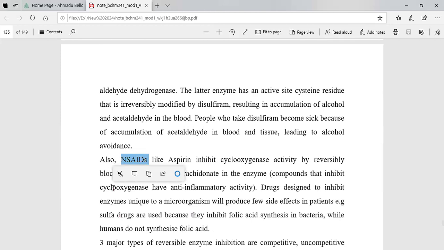NSAIDs stand for non-steroidal anti-inflammatory drugs. These are drugs that serve as anti-inflammatory agents, like aspirin. Aspirin works by inhibiting cyclooxygenase activity, and it reversibly blocks the channel for arachidonate in the enzyme. So we say compounds that inhibit cyclooxygenase have anti-inflammatory activities.